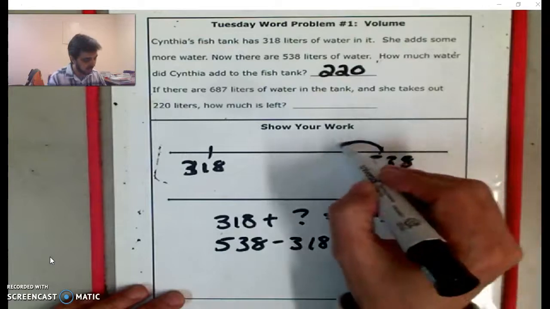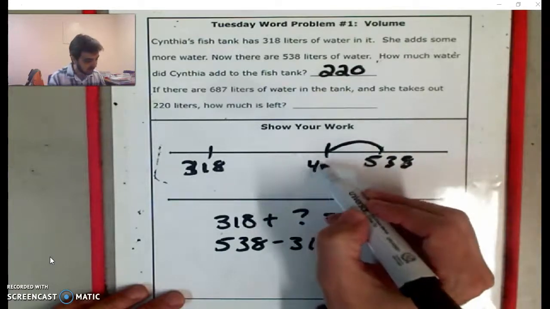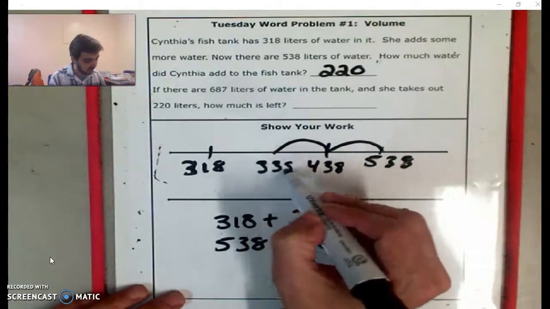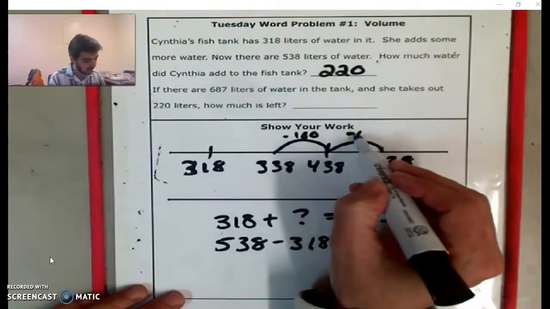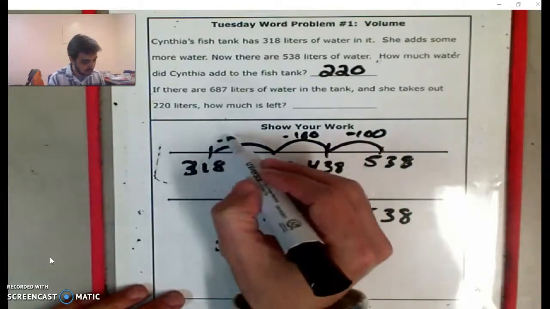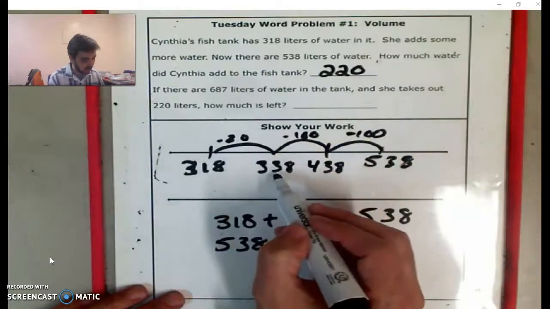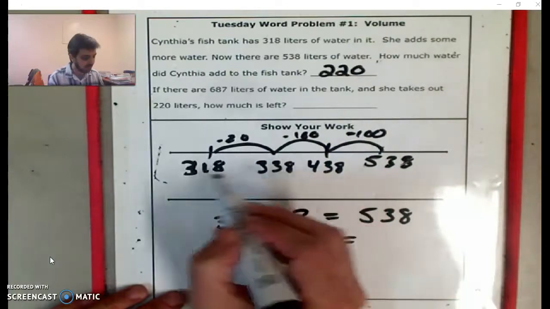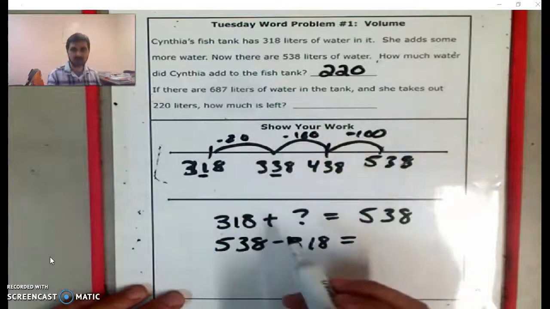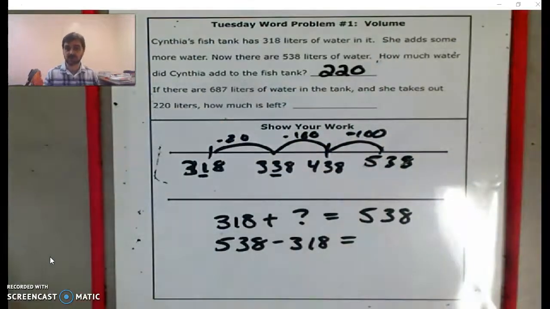So if I hop back 100, that gets me to 438. Another 100 gets me to 338. Okay, so I've taken away 200, but I still have to go 20 more. I can see that if I take away 20, that gets me down to 318. That 3 becomes a 1. So again, you've taken away 220. So that's still your answer, okay?